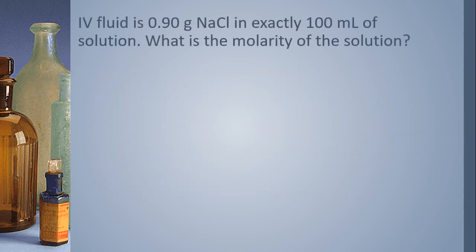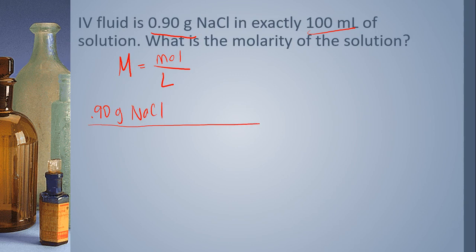Here's example number 1. It says IV fluid is 0.90 grams of NaCl in exactly 100 mL of solution. What's the molarity? So on our previous screen, we just had the definition of molarity as moles per liter. This is the way it shows up on your reference table. So if you look at our problem, we have grams and milliliters. We don't have either of the things that are required. However, we do know from our previous modules how to turn grams into moles. So that's exactly what we're going to do. We've got a little review mixed in here with it.